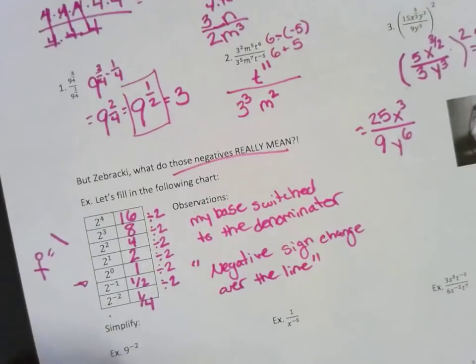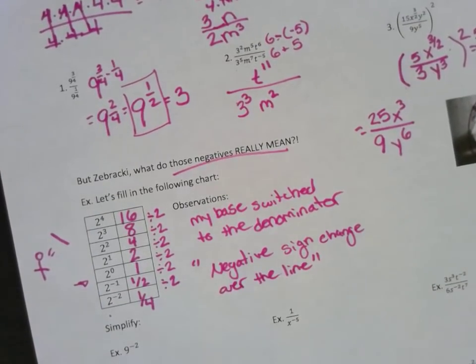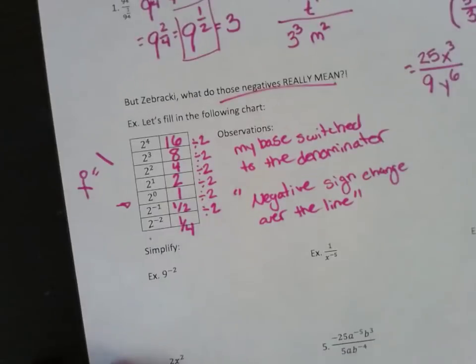I'll look it back up later. I'll give you guys the real saying, but it's something like that: negative sign, change over the line. Basically meaning, if you have a negative sign, flip it over the line. Okay? If it's in the numerator, take it to the denominator. If it's in the denominator, flip it over the line to the numerator, and then go with that. Okay? And you're going to see what I'm talking about.